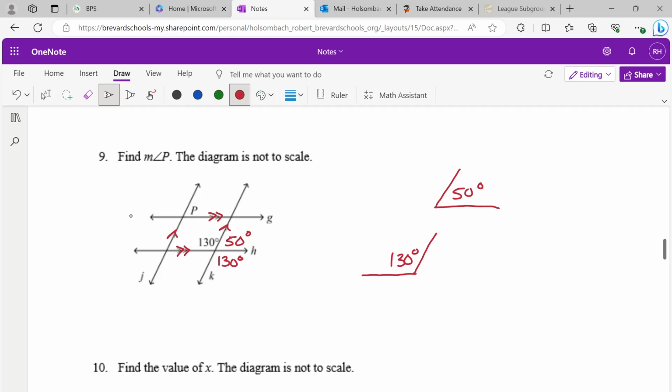We've also got a lot of corresponding angles in this picture. So if this first angle down here where my cursor is 50, then this angle is 50 because they correspond. And if it's 50, then P is 50 because those two correspond to each other. So the measure of angle P is equal to 50 degrees.